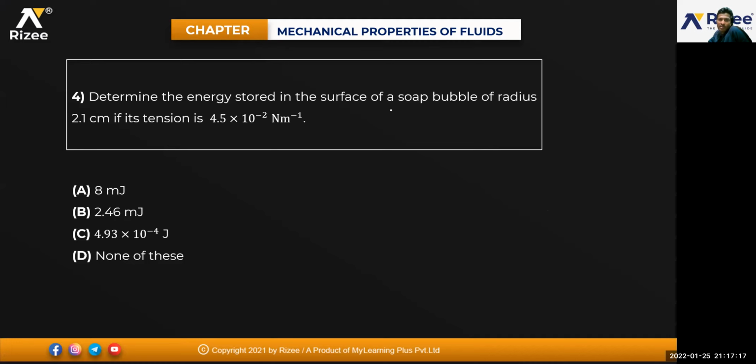Determine the energy stored in the surface of a soap bubble of radius 2.1 centimeter if surface tension is 4.5 into 10 to the power of minus 2. Can anyone do better? Determine this energy stored. If in the surface of a soap bubble the radius is given, r is equal to 2.1 centimeters, and surface tension is given as 4.5 into 10 to the power of minus 2, unit is Newton per meter. Shall I try to do it better? Anyone?